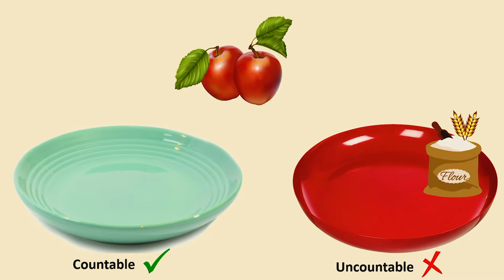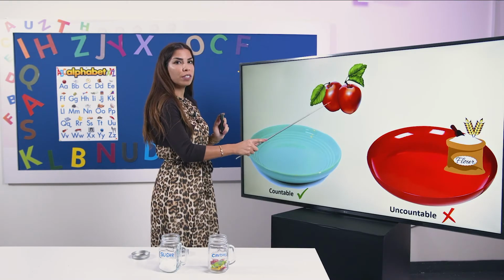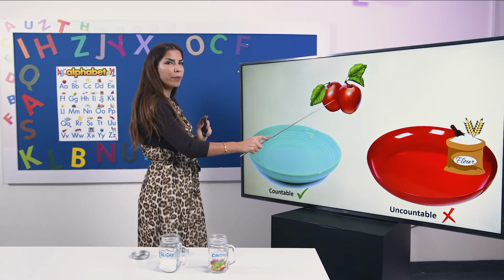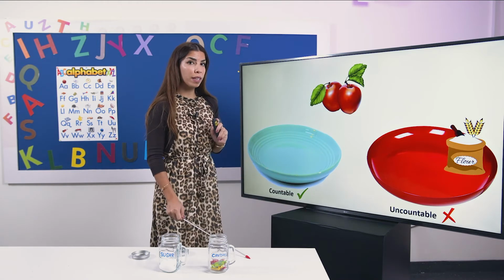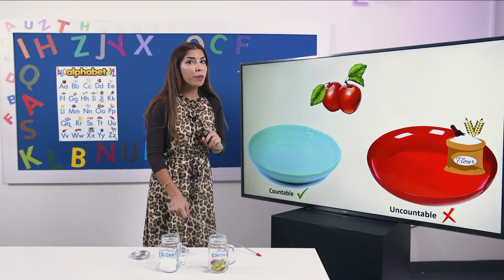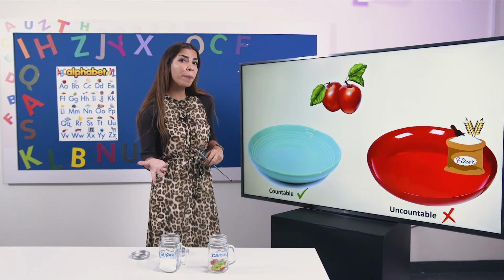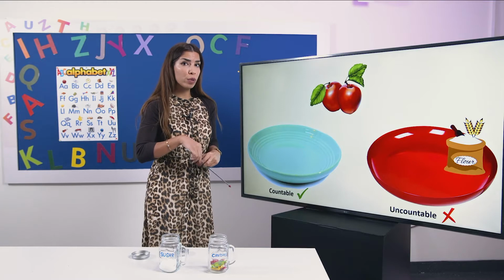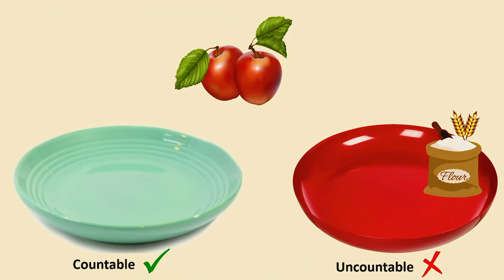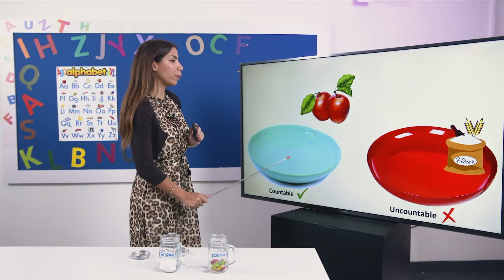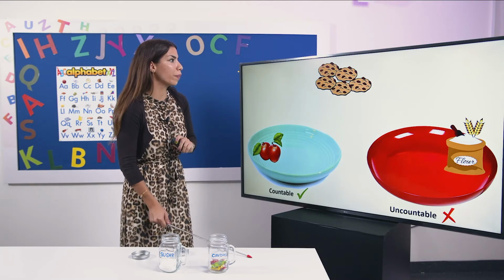What are these? What can you see? Very good. Apples. Countable or uncountable? Can you count the apples? Can you say, I have 1 apple or 2 apples or 3 apples? Can you do that? Yes, of course. So, we will put the apples in the green plate. Very good. Let us look at the next picture.